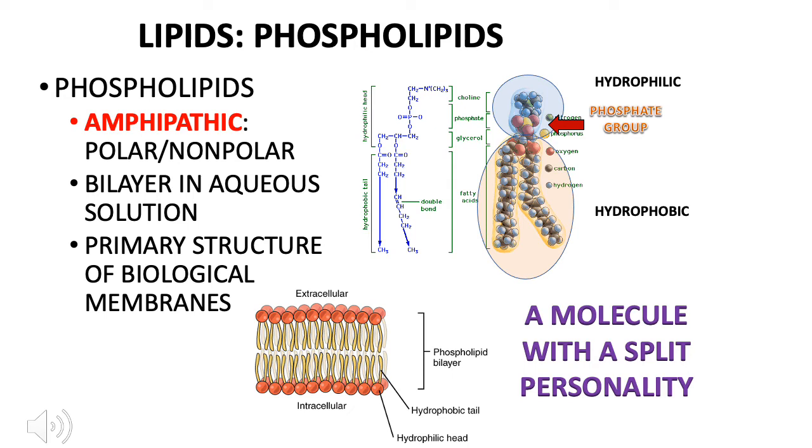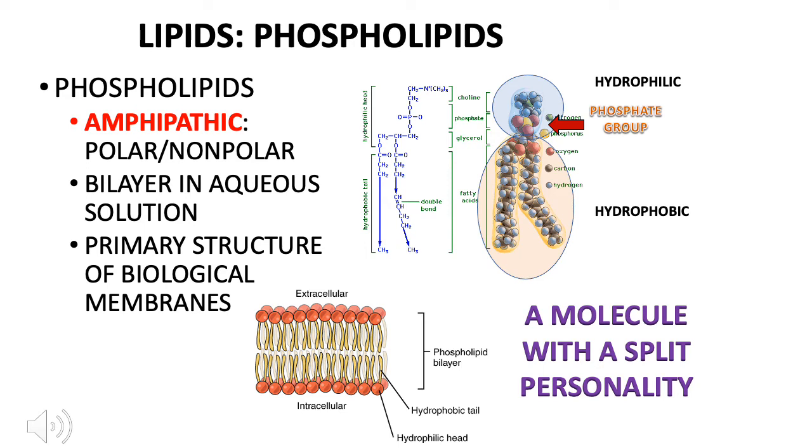Now, when you create this bilayer, that creates a physical structure that cells have appropriated. It is the primary structure of biological membranes. It becomes an interface, and it's why you see the word intracellular on one side and extracellular on the other side, because a biological membrane is like your cell membrane. It's what separates the cell from the environment around it.